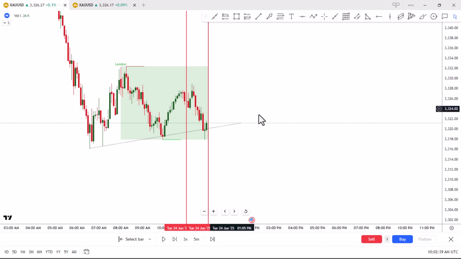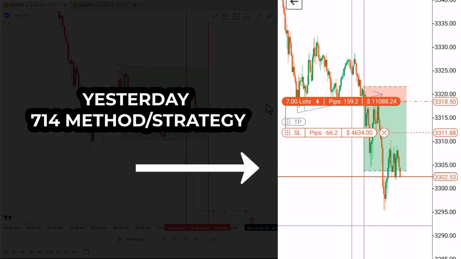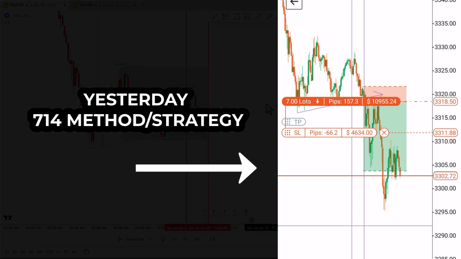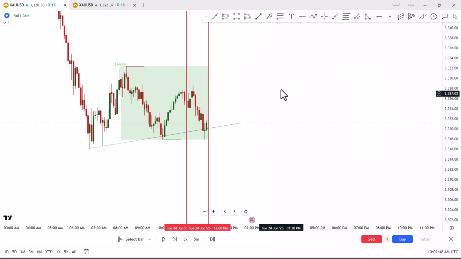So yesterday, the 714 method was quite profitable, right? This was the trade that I actually took yesterday on the 714 method. I wasn't really around my setup, so I couldn't make a video on that. So with what we use to execute this trade, in the next 2 minutes, I'll be teaching you guys how to use it. It's called the reverse 714 method.